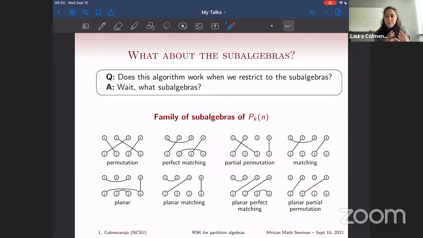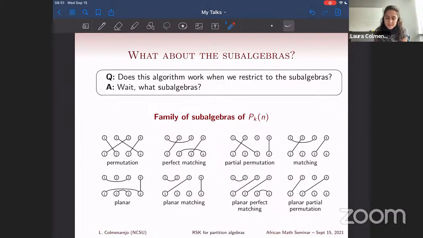So we have what is a planar graph and things like this. So we can translate those properties, being planar, a perfect matching, or just a matching, or a permutation or a partial permutation. All of these are conditions that come from graph theory, but I can impose them on these diagrams. Because I'm defining the partition algebra as a vector space as the span of these diagrams, I can also do it with the subalgebras, and then they will automatically be algebras. So that will be no problem.